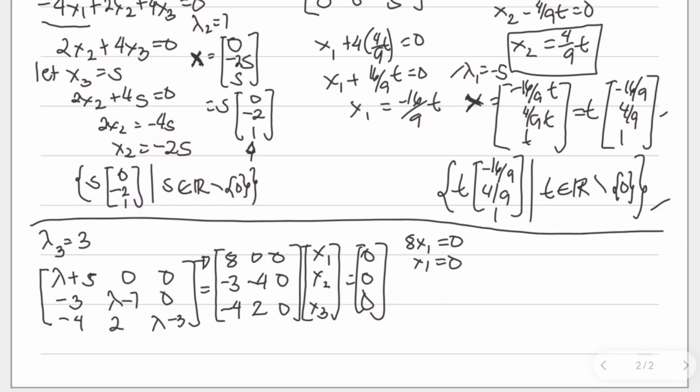The next step is we are going to use the second row here. So you have negative 3x sub 1 minus 4x sub 2 equal to 0. We know that x sub 1 is already 0, so you have minus 4x sub 2 equal to 0. x sub 2 is also 0. And to finalize our x sub 3 here, we'll have the third equation: negative 4x sub 1 plus 2x sub 2 equal to 0. These are both zeros, but x sub 3 did not occur here.